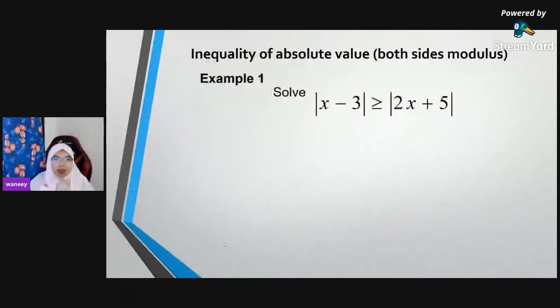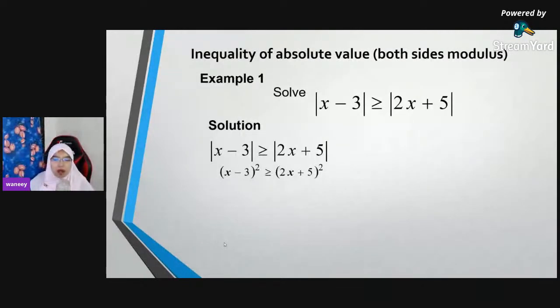Okay, next. Inequality of absolute value, so both sides modulus. For example, solve the modulus of x minus 3 greater than or equal to the modulus of 2x plus 5. So we have modulus on both sides of the inequality. Left hand side we have modulus, right hand side we also have modulus. So the way we solve them is that we are going to square both sides. So we apply squaring both sides. So the bracket of x minus 3 squared greater than or equal to the bracket of 2x plus 5 squared. Once you put the bracket with a square, next we have to expand them, of course. So expanding the left hand side and right hand side.